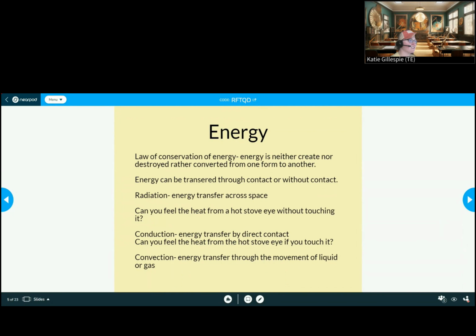Conduction, that's direct transfer. If you put your hands down on your desk and you leave them there for a few minutes, you can give yourself an example of what conduction is. That energy is transferred from your body to the desk, that thermal energy. And if you take your hands away, then you can still feel where your hands were because you have transferred or conducted that heat from your body to the desk.